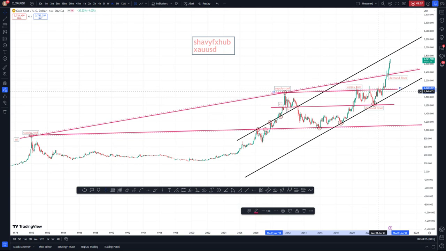What are we looking for in this pattern? We want a break and close of the body of a monthly candle above the supply roof to turn supply to demand. So we finally made it in the month of November 2023, where price broke out from a supply roof to return price to demand floor.